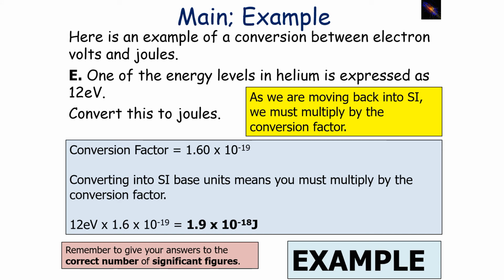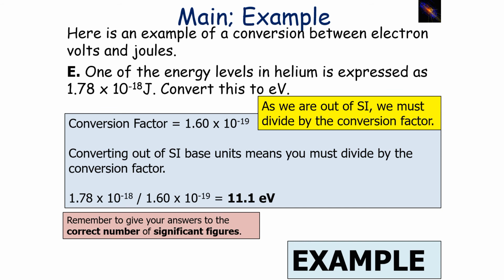So one of the energy levels in helium is expressed as 12 eV. Convert this into joules. Now remember, your conversion factor is 1.6 times 10 to the minus 19, and as we're moving back into SI, you multiply this by the conversion factor, so you get an answer of 1.9 times 10 to the minus 18 joules.